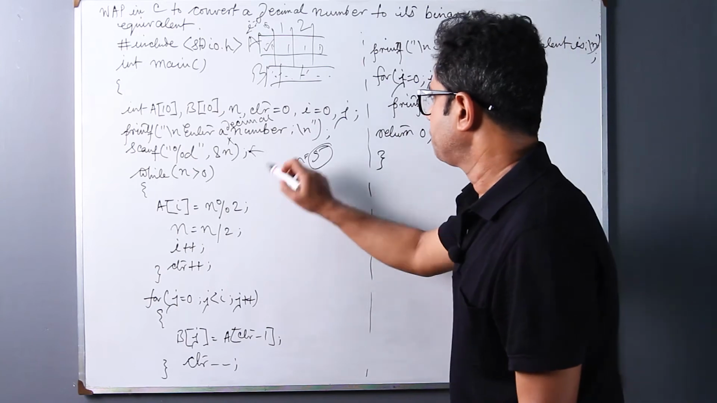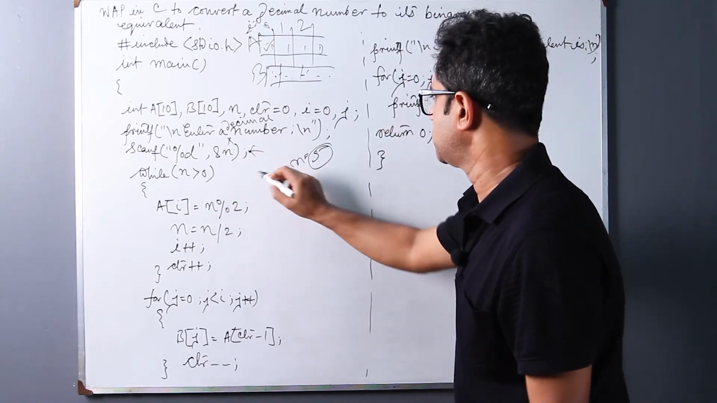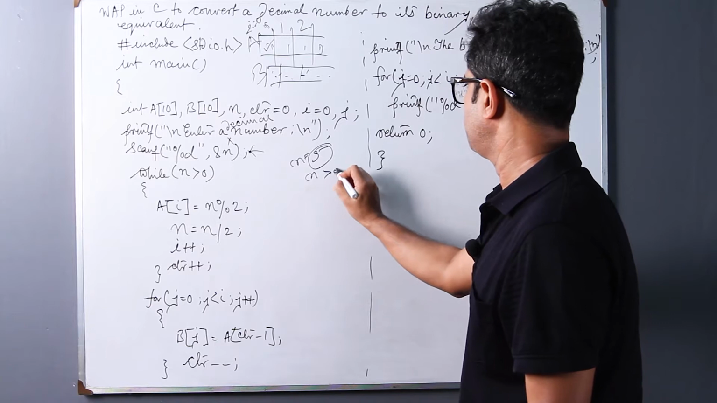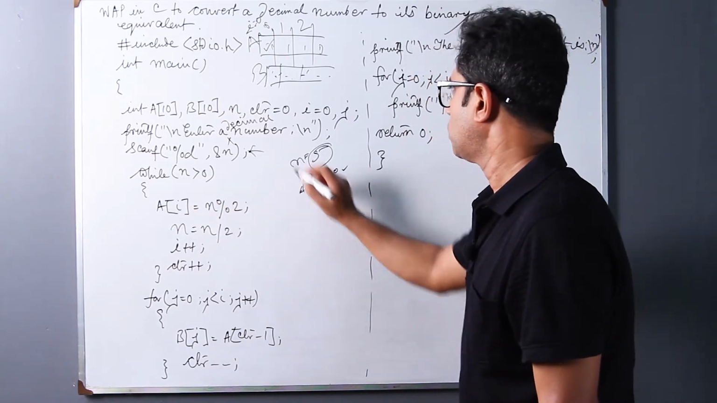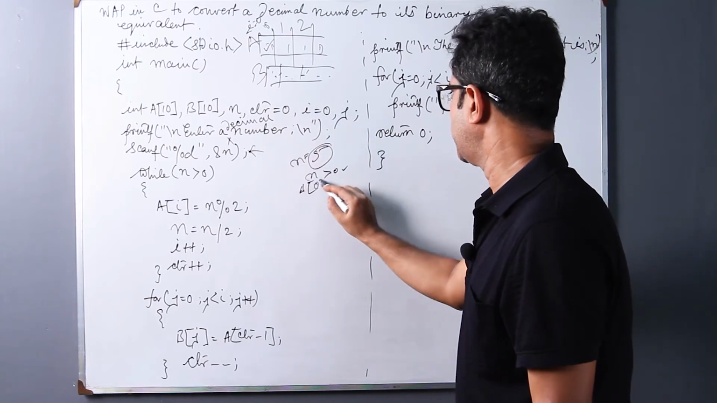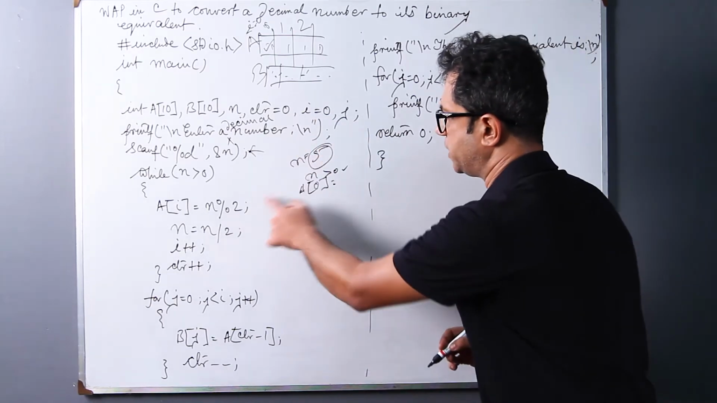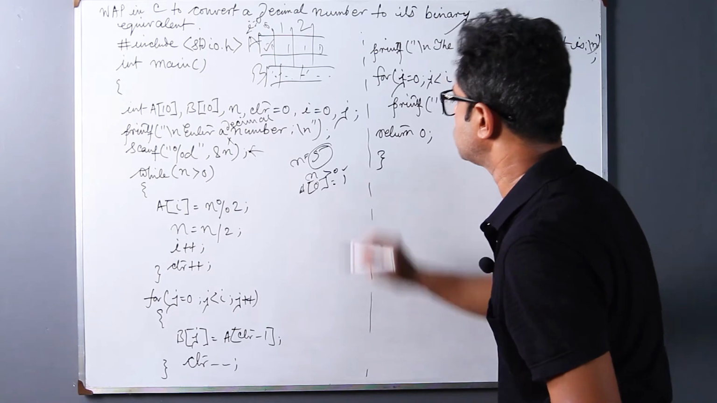So, this 5, now n is equal to 5. While n greater than 0, yes, n is greater than 0 definitely. Now, we come to this portion, a[i] is equal to, what is i? i is equal to 0, then a[0] is equal to n % 2, 5 % 2 means remainder is 1.